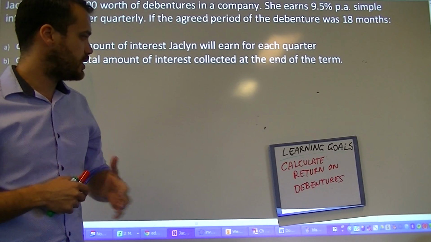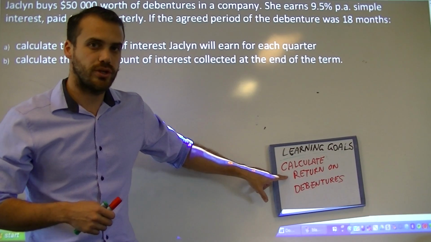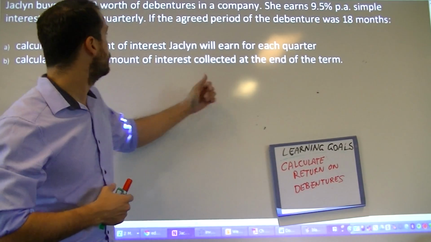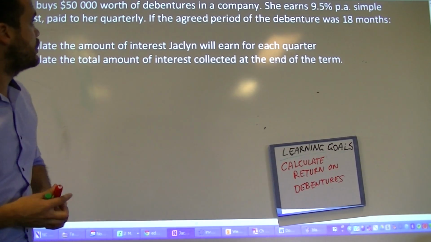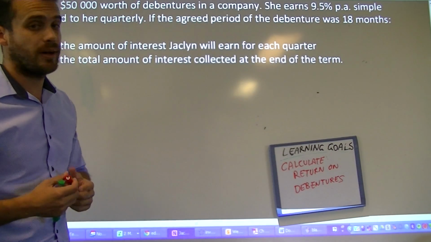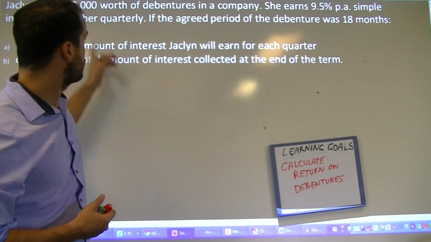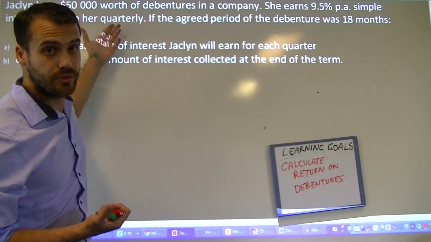Alright, so in this video we'll be calculating the return on debentures. Let's look at what a question might look like first of all. Jacqueline buys $50,000 worth of debentures in a company. She earns 9.5% per annum simple interest paid to her quarterly, every 3 months.